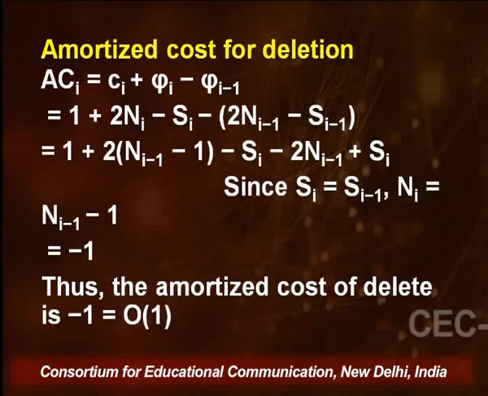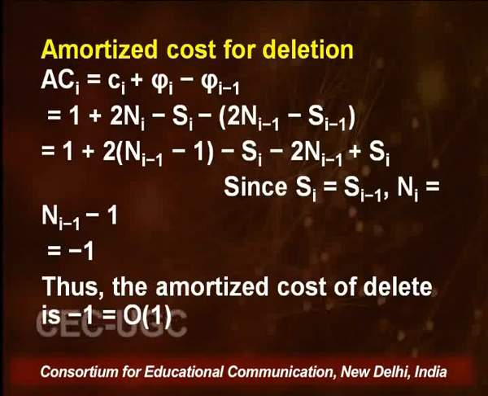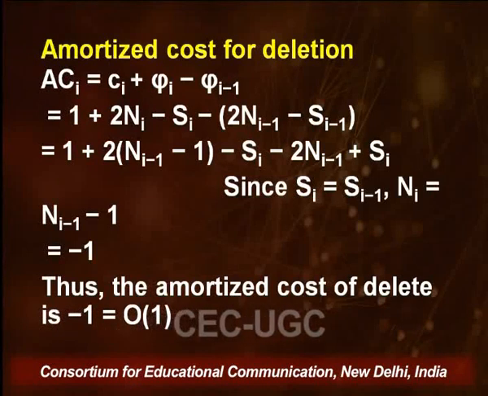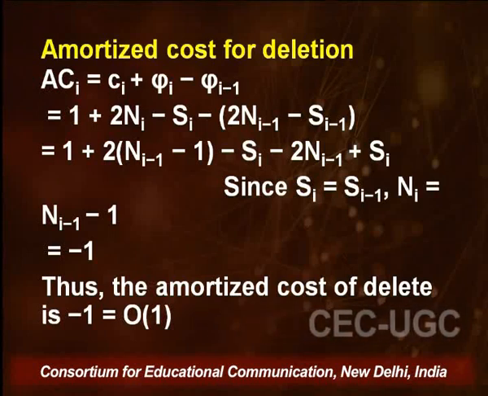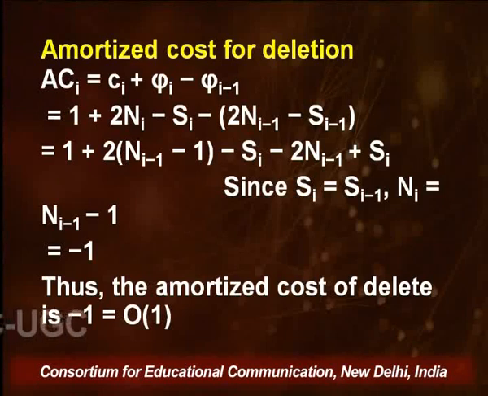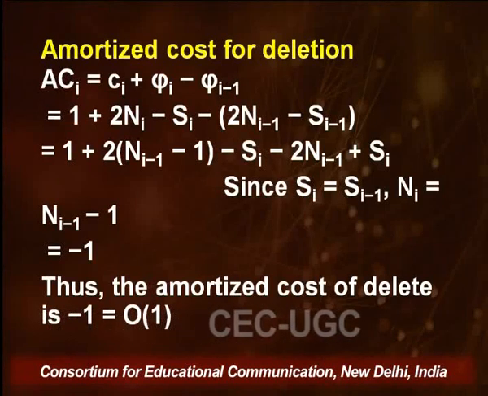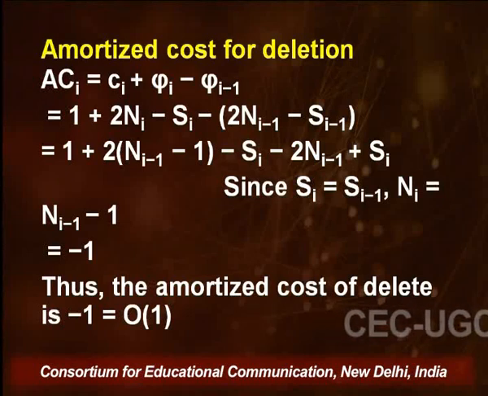Now, phi of i, by the stated formula of the potential function, is going to be 2 into n of i minus s of i, where n of i and s of i are the number of elements and the size of the table after the ith operation.